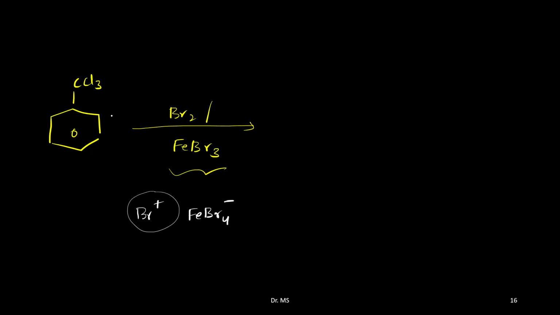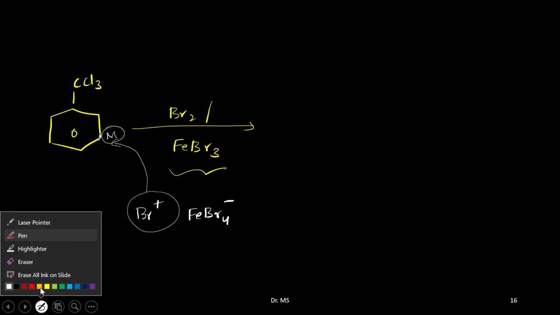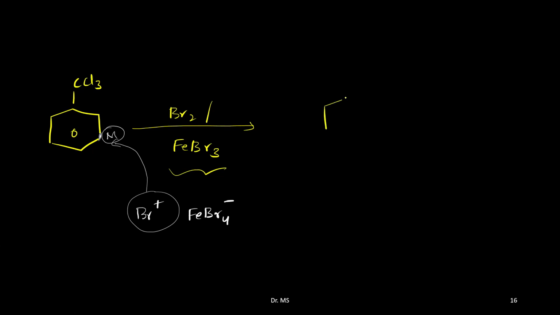But here it will not attack the chlorine. It will go and sit on the meta position. It is not on the ortho position or para position, but it will sit on the meta position. So you will be getting the product with CCl3, and the bromine on the meta position.